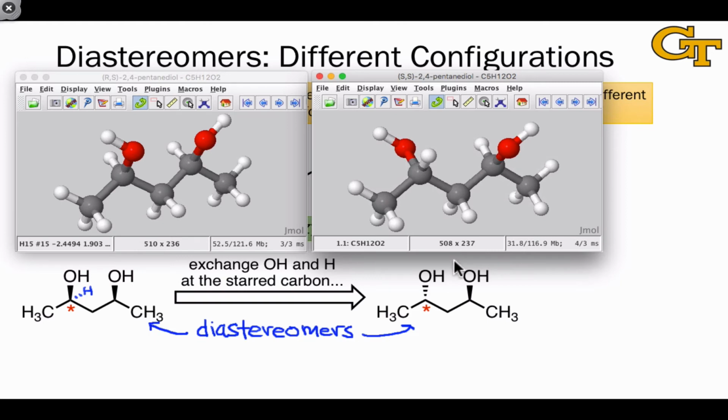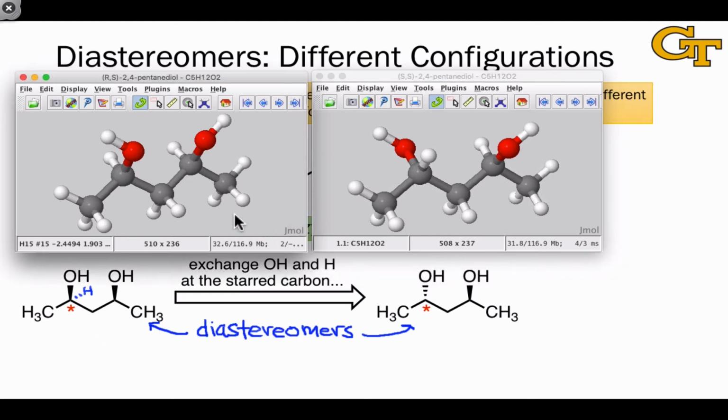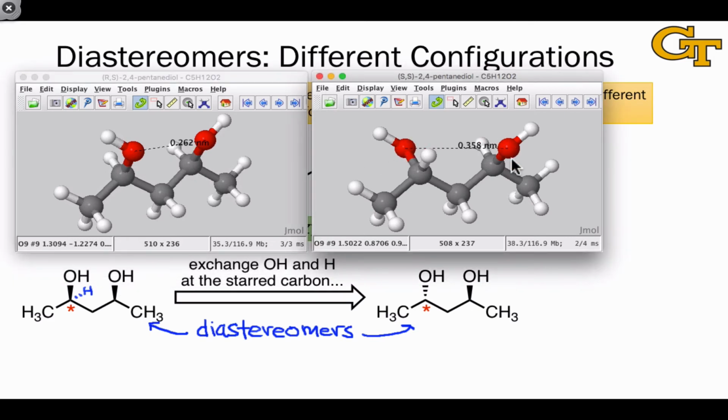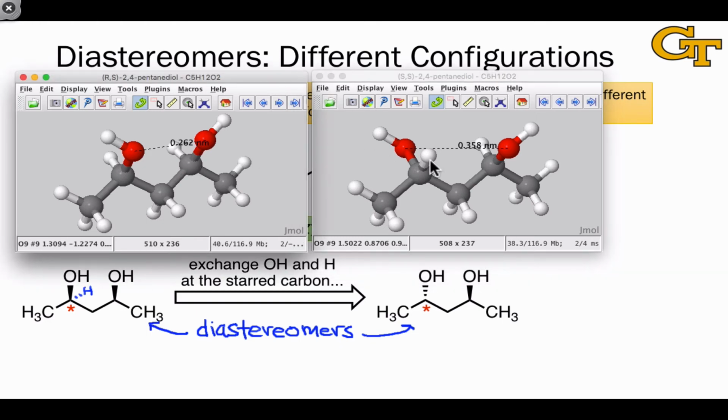However, they're also not the same, since based on this switch that we made, we know that they differ in configuration at the indicated stereocenter. They're diastereomers, and like the trans and cis-butene case we looked at at the beginning of this video, they have different internal distances between their groups. The big place where this occurs is at the hydroxyls. Notice here that the hydroxyls are much closer together in the molecule on the left, 0.262 nanometers, while they're much farther apart in the molecule on the right, 0.358 nanometers. That difference between these internal distances suggests differences in both physical and chemical properties between these two diastereomeric molecules.